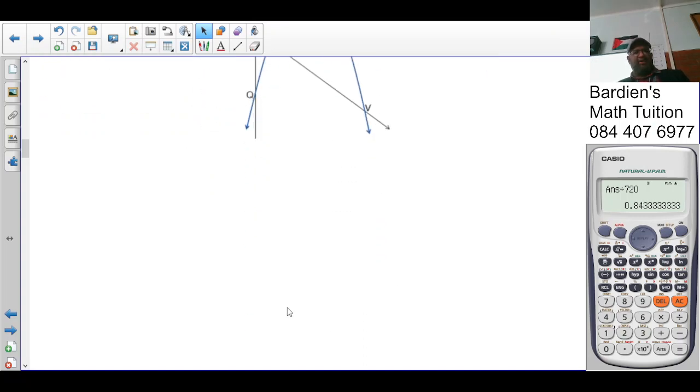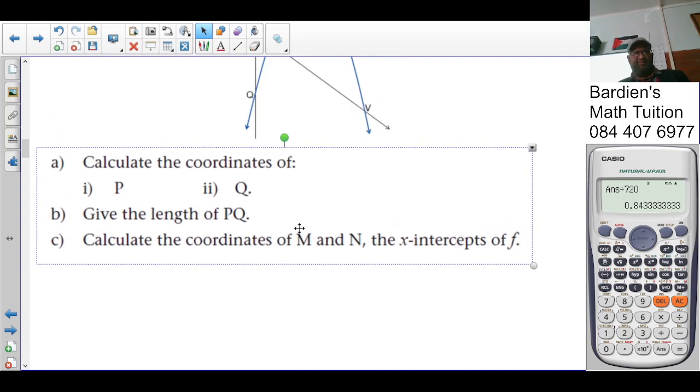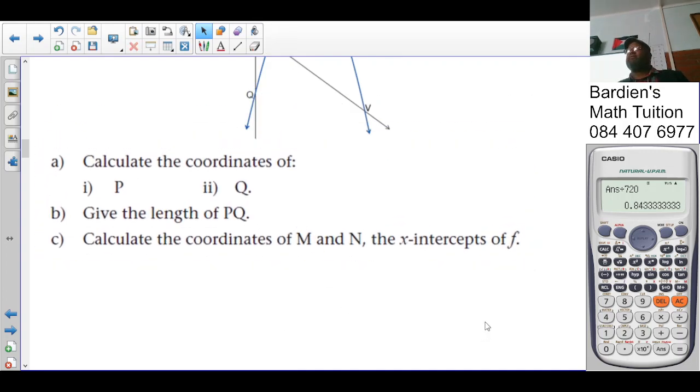And remember, this is the way it comes in the exam, in this format. They give you a graph and they ask you all these questions and things like that.